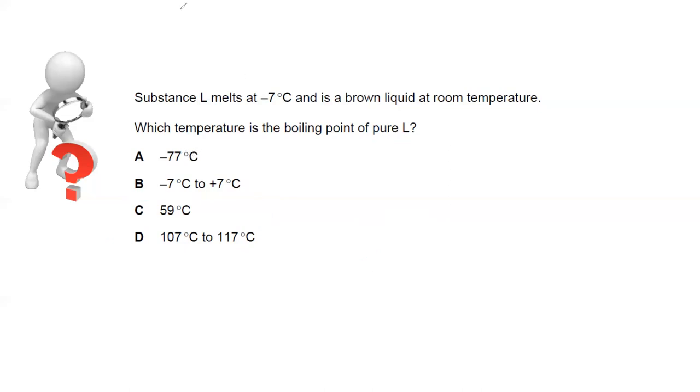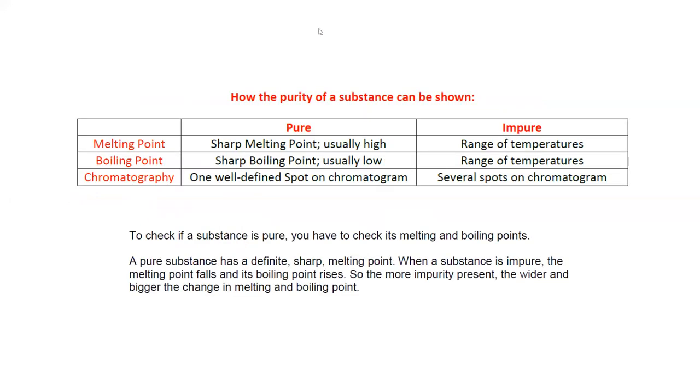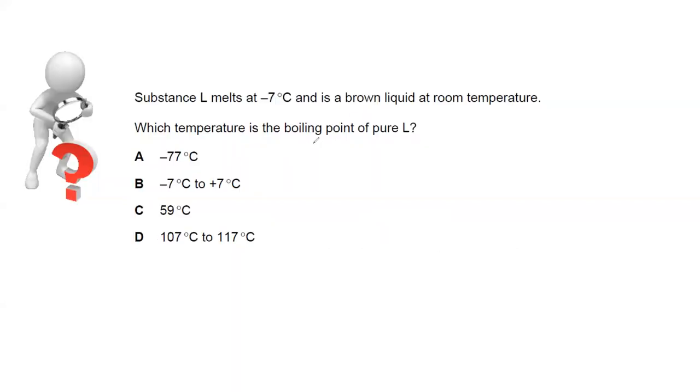As I mentioned in the previous slide, when a substance is pure, it will have a sharp melting point and boiling point. But when a substance is impure, it will have a range of temperature. And they specify here that this substance is a pure substance. So it should boil at a fixed temperature, and the boiling point should be higher than the melting point. So minus 77 is totally wrong, because it is lower than the melting point. Why is B wrong? Because they mention it's a pure substance. A pure substance cannot have a range of temperature for melting and boiling point. That's why we are left with option C as the right answer.